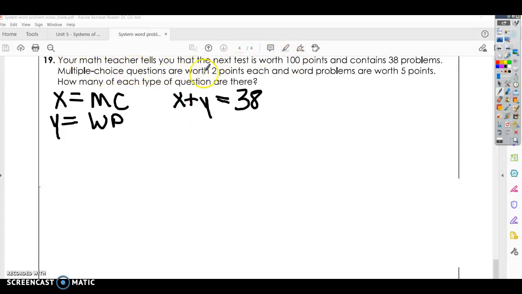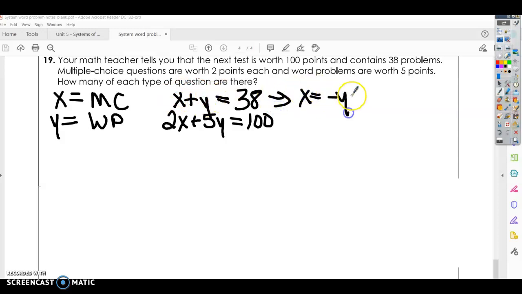So multiple choice questions, multiple choices are X, are worth 2 points each. So we can say 2X, 2 times the number of multiple choice, plus word problems are worth 5 points, so 5 times Y. And together, this has to equal 100 points on the test. Alright, so again, since these have a coefficient of 1, we're going to go ahead and say X is equal to negative Y plus 38, and I'm going to substitute that in for X.